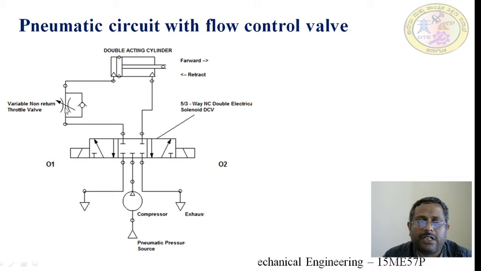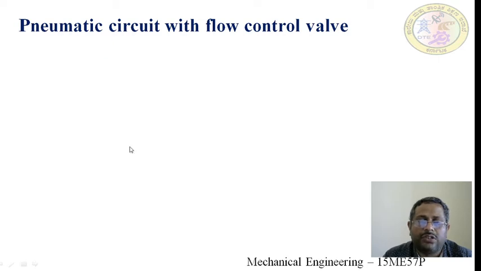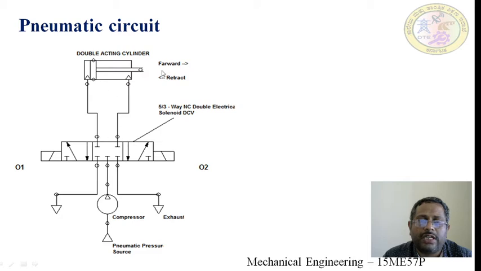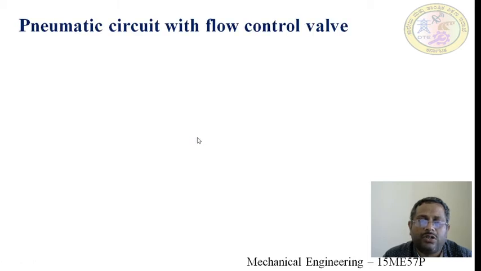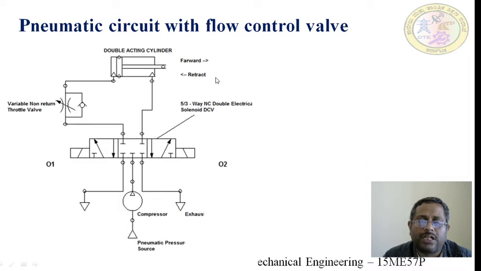Here, by double clicking on this, we can open it. I will show you in the demo. This is a pneumatic circuit with a flow control valve to control the speed. The earlier one only controlled the direction, the forward and retraction motion of the piston. Here you can control both forward and retraction motion along with the speed.